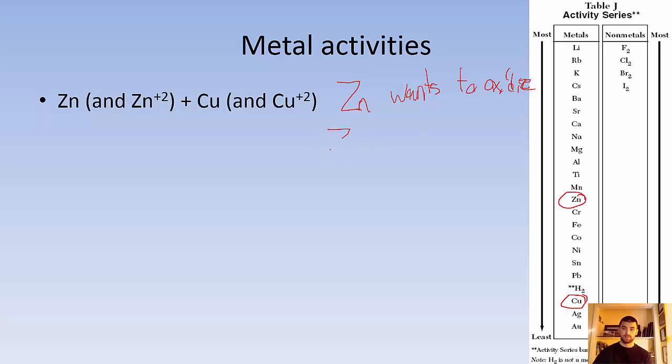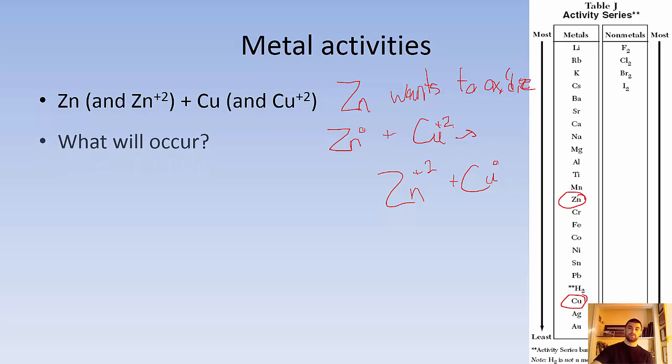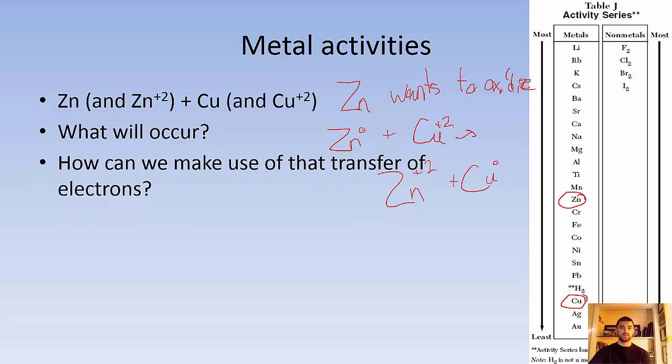So if I had zinc metal and I put it in a solution that had the copper ion in it, we would get a reaction because zinc is going to say, hey, I want to be oxidized more than you. So we'd end up with zinc becoming +2 and copper being reduced to copper 0. Now, so what? Why is that helpful? Well, just mixing those two together wouldn't be all that helpful. But if you could somehow separate the zinc and the copper ion, that transfer of electrons from zinc to copper, well, moving electrons is electricity.